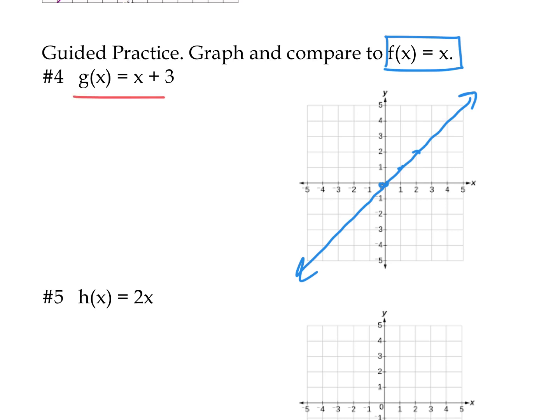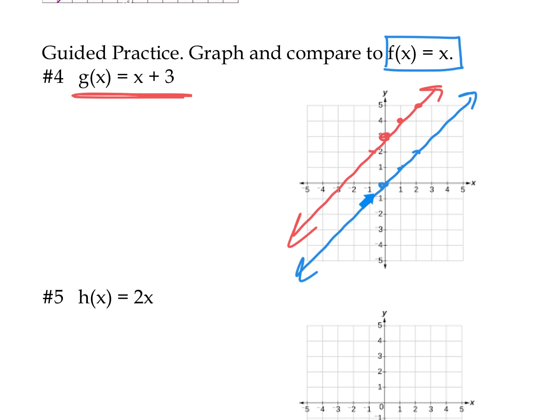Now if I'm going to graph g of x equals x plus 3, my y-intercept is 3, and I'm going to go rise 1, run 1 to get my other points, and I'm going to have a graph that looks like this. Y-intercept 3, and then up 1 over 1, because my slope is still 1 over 1, and that's what g of x would look like in this situation. So how does it compare to the parent graph?